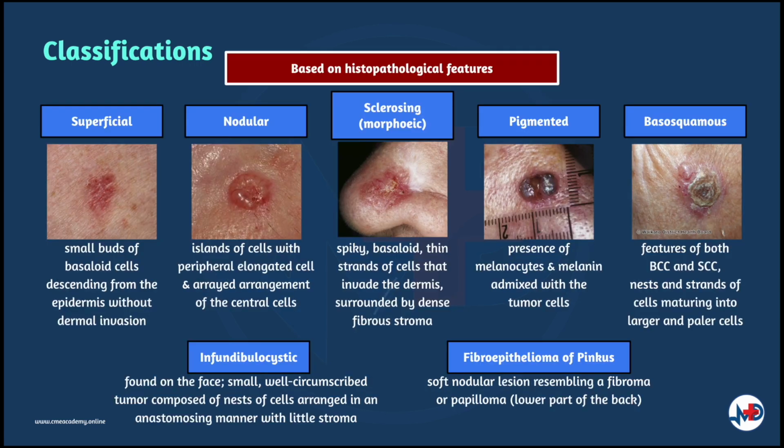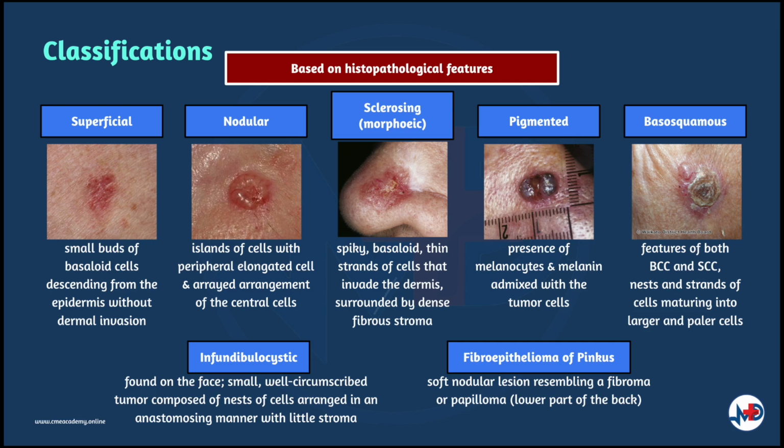Basal cell carcinomas are classified based on their histopathological features. Superficial basal cell carcinoma has buds of basaloid cells descending from the epidermis without dermal invasion. Nodular variant of basal cell carcinoma consists of islands of cells with peripheral elongated cells and arrayed arrangement of the central cells. Sclerosing or morphea-like basal cell carcinoma has spiky basaloid thin strands of cells that invade the dermis and is surrounded by dense fibrous stroma.